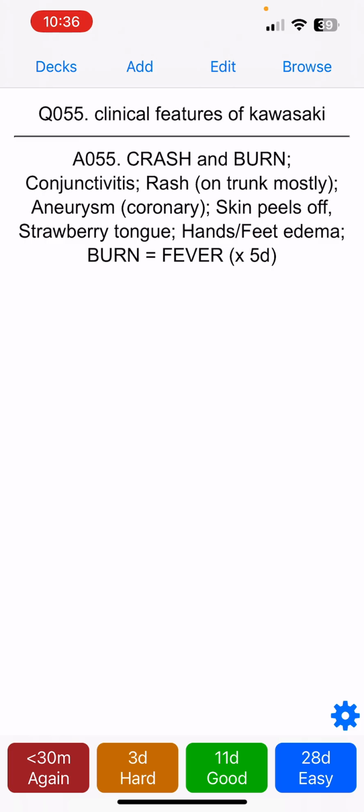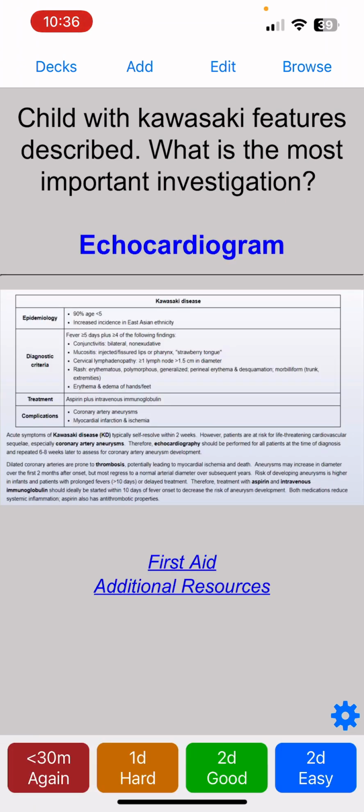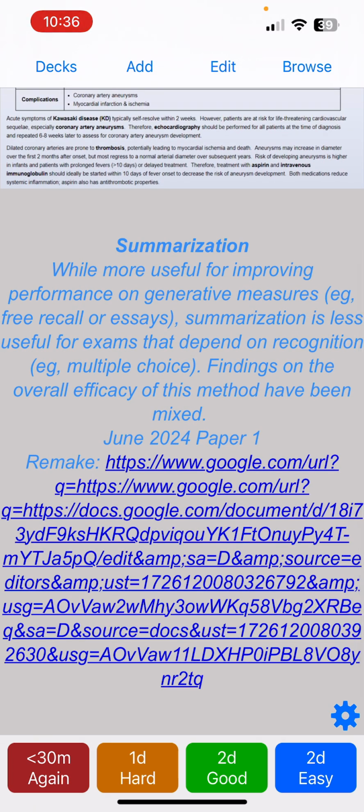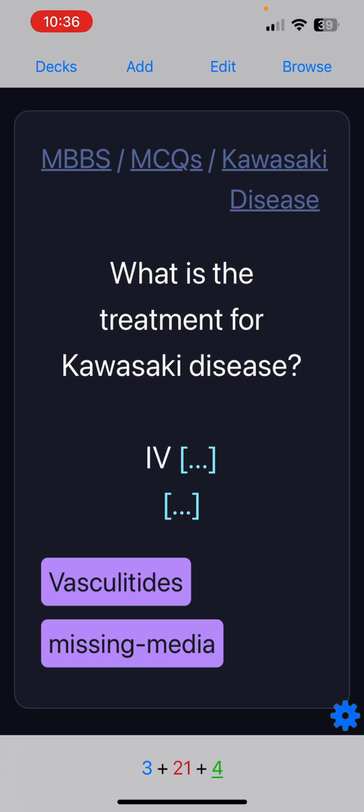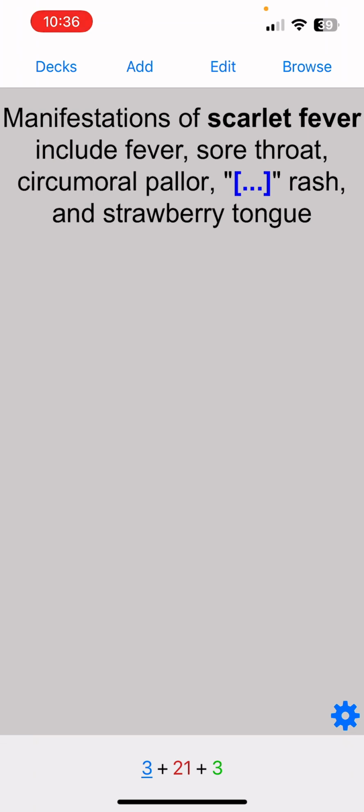Clinical features of Kawasaki disease. That's just a review question. Child with Kawasaki disease is described. What's the most important investigation? Echocardiogram. I think this was an actual past paper question. What is the treatment for Kawasaki disease? Intravenous immunoglobulin and aspirin.